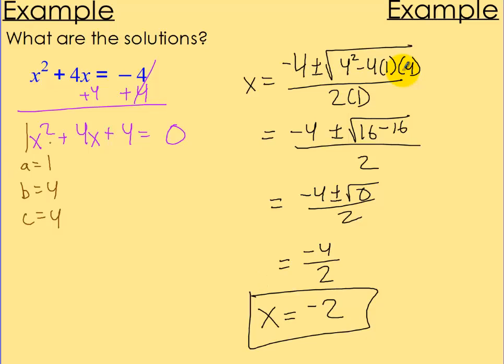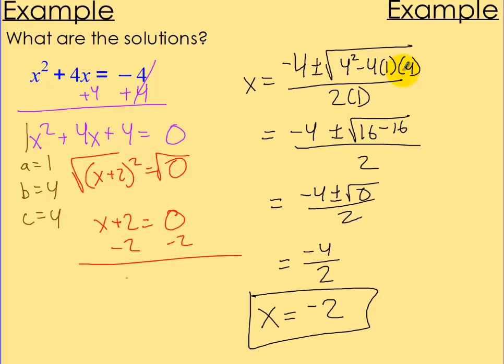And that kind of makes sense, because I could have taken this example and factored it. X squared plus 4x plus 4 is a perfect square trinomial. And that's x plus 2 squared equals 0. And if you square rooted each side, you would have got x plus 2 equals plus or minus 0, or just 0. And you subtract 2, and you get x equals negative 2. So either way, if you would have done completing the square or whatever, you would have got one solution, x equals negative 2. That's it.